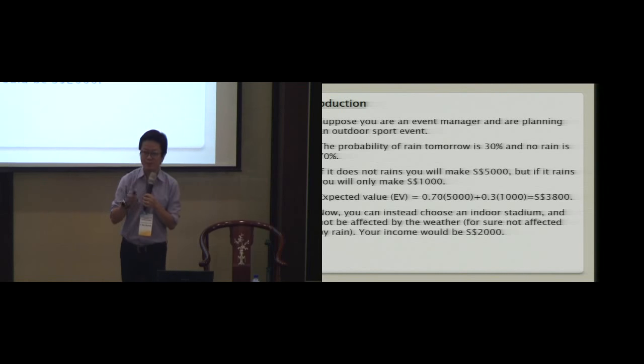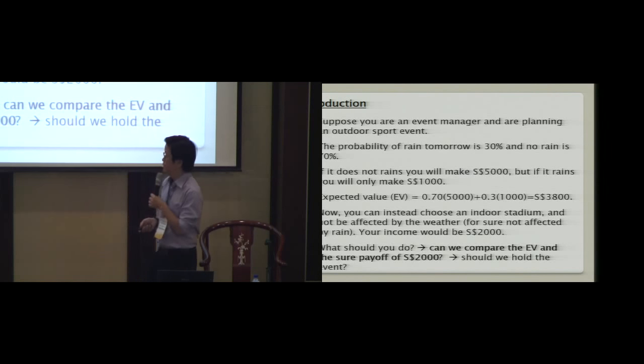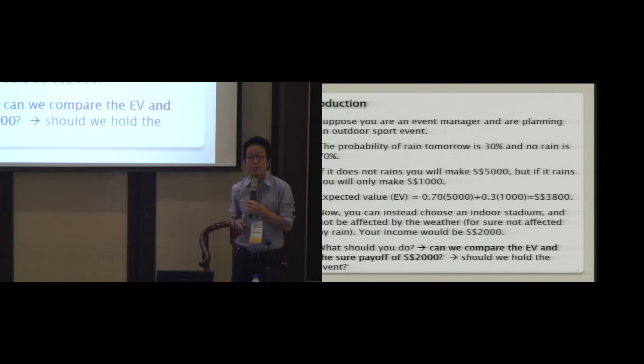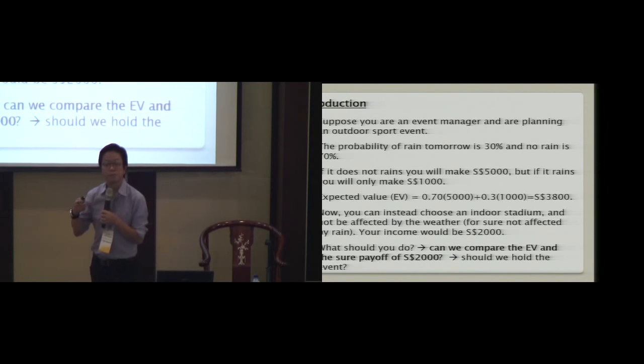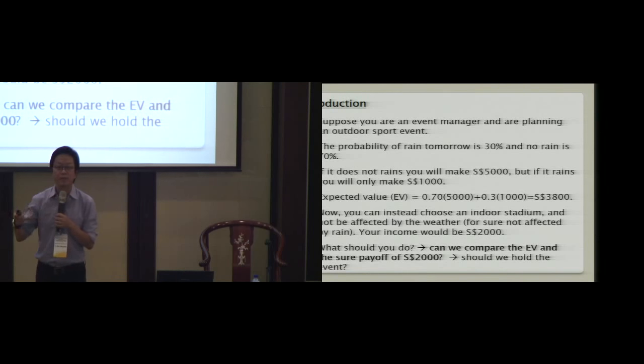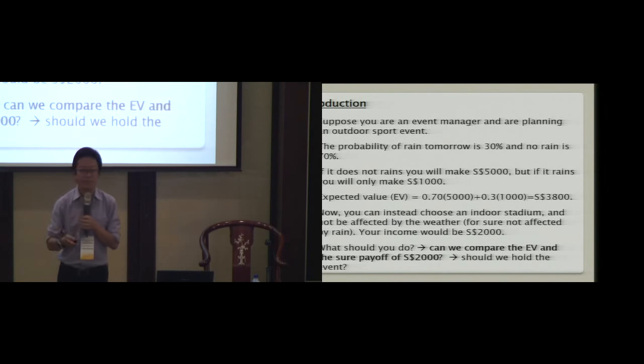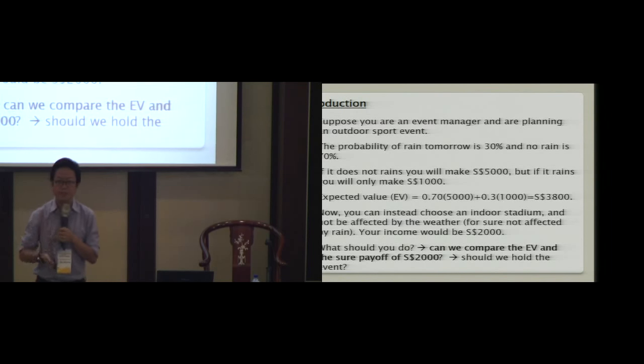The answer is no. Economists will say, no, you cannot just compare expected value. Okay? So it depends on what? People are different in their willingness to take risk. Some people are more risk-seeking than others. If you are more risk-seeking, then you prefer to take the chance of rain, so you'll have it outdoor. But some others are more risk-averse. So they are very careful. They say, no, I'm not going to do it because rain is possibly coming, even though the expected value is 3,800. Okay? So it depends very much on risk attitude.